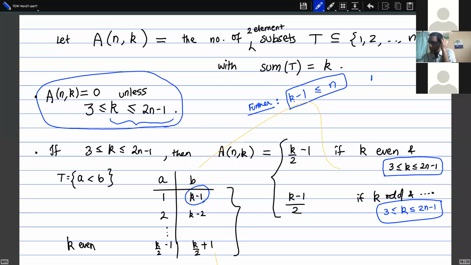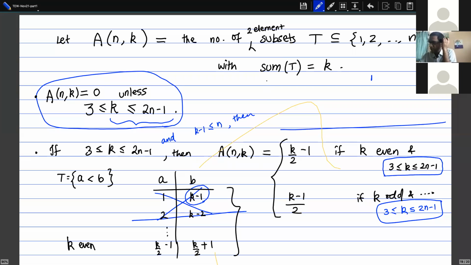Otherwise, they will not. If k minus 1 is bigger than n, then this table gets cut off at some point. I mean, these values will also not be possible, right? So maybe we should write many more cases. Is that what you suggest? So maybe we should say: if k minus 1 is at most n, then this formula holds. If, on the other hand, k minus 1 is bigger than n, then we have to modify it in some way.